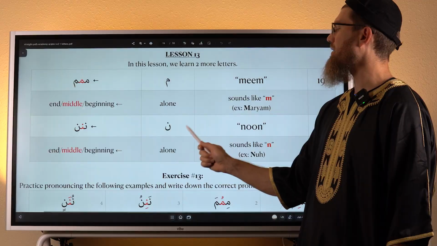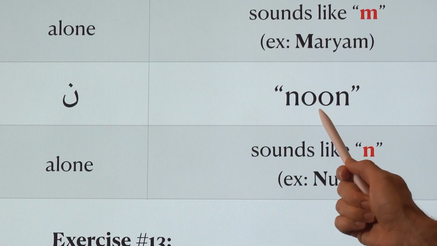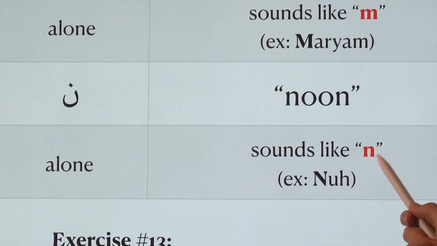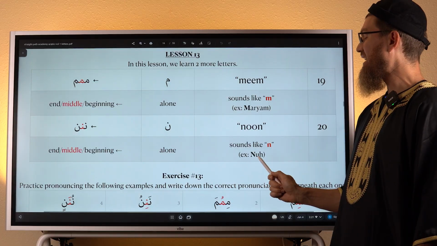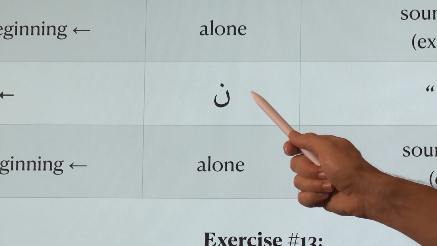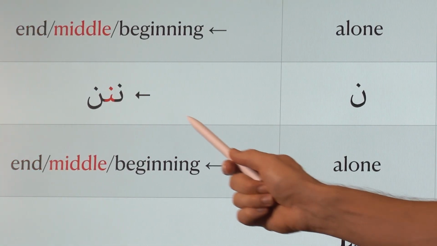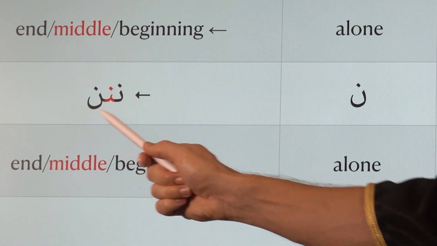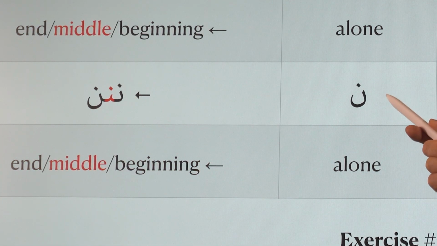And next we have the letter Noon. The letter Noon sounds like the English letter N. For example, the name Nuh begins with the letter Noon. This is how the letter Noon looks alone, and this is how it looks in the beginning, middle, and end of a connection. As we can see, it has a bit of a U shape with one dot above.